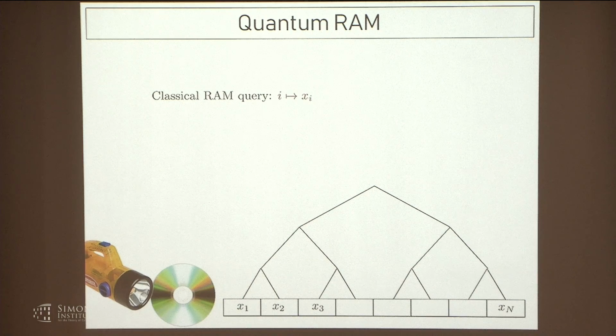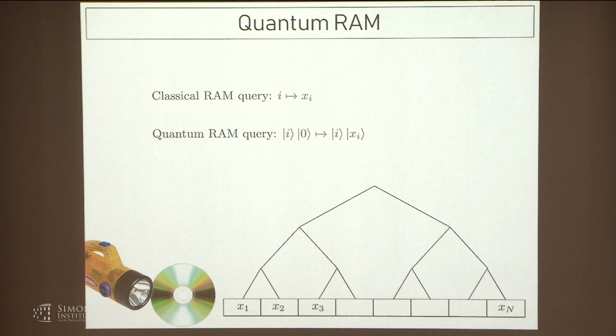So we can't really say that the gate complexity of this is log n, because this tree-like circuit is going to have n gates. But if you do a classical query, you're just going to go down a path of length log n, activating log n gates. OK, and what we want is a quantum version of this.